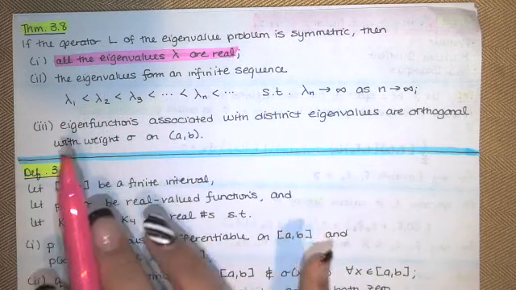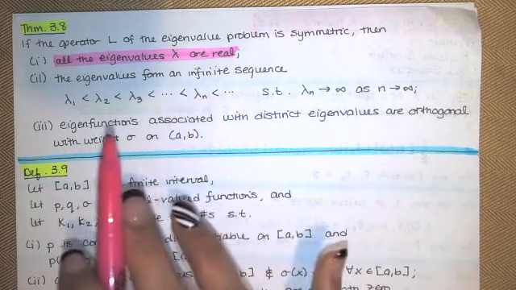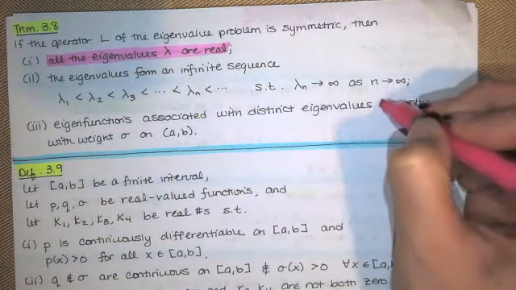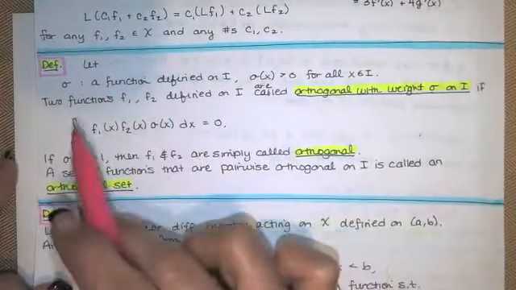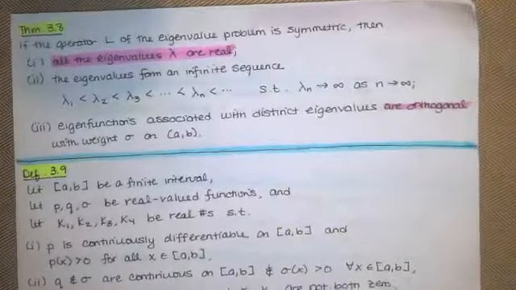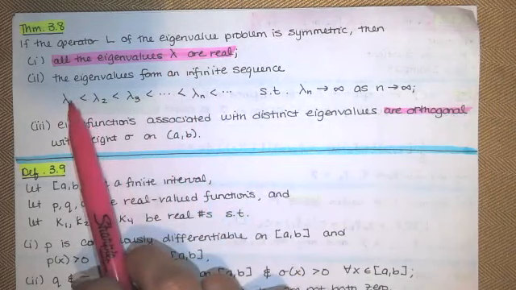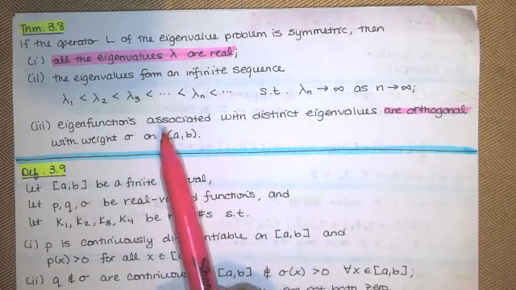F sub n is the solution that corresponds to the eigenvalue lambda sub n. Those eigenfunctions are orthogonal. And again, remember what orthogonal means. It just means when we multiply them together and we multiply by sigma and we integrate over I, we're going to get 0. Okay. So when we solve these problems, we are looking for this list of infinitely many eigenvalues corresponding to the infinitely many eigenfunctions.